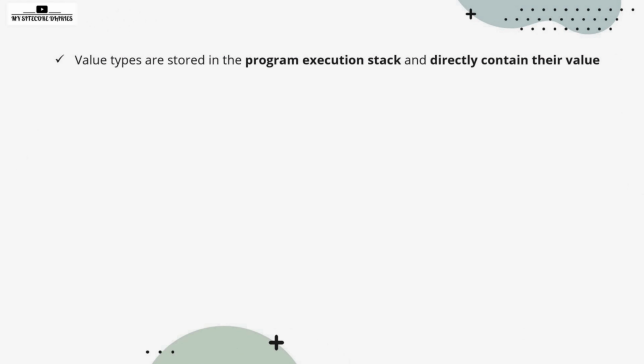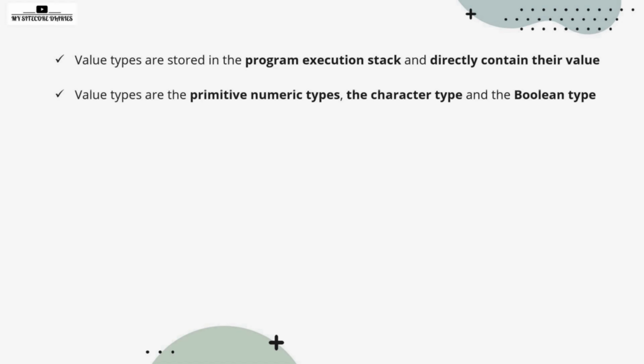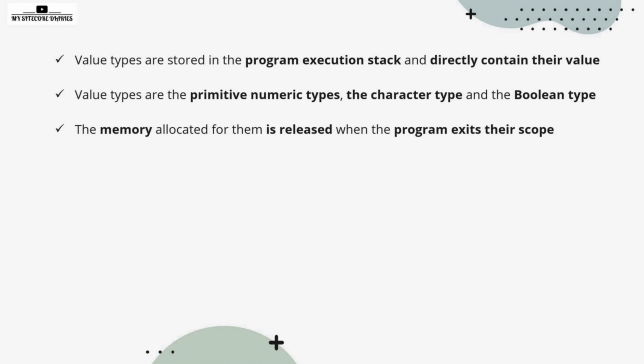Value types are stored in the program execution stack and directly contain their values. So when you initialize any data type as a value type, it is stored in the program execution stack, and the actual value is stored in the memory. Value types are primitive numeric types, the character types, and the boolean types. The memory allocated for them is released when the program exits their scope.